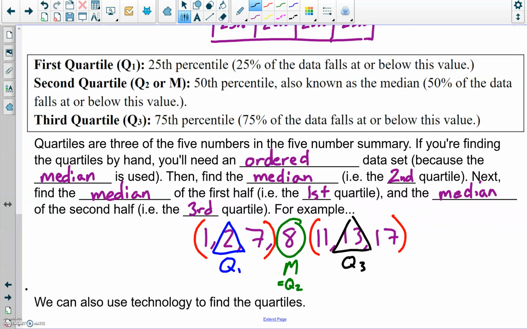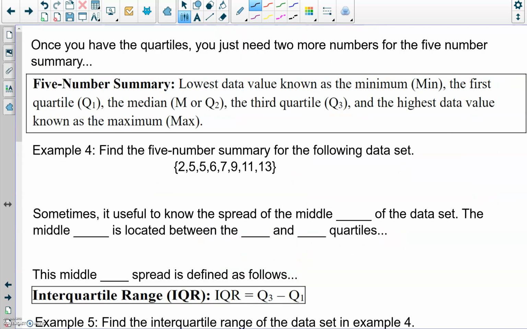Okay, so going back over here then. Once you have the quartiles, you just need 2 more numbers for the 5-number summary. The 5-number summary is set up with the lowest data value, known as the minimum, the first quartile, the median or second quartile, the third quartile, and then the highest data value, known as the maximum. So what I want you to do is find the 5-number summary for this following data set. Make sure you pause.